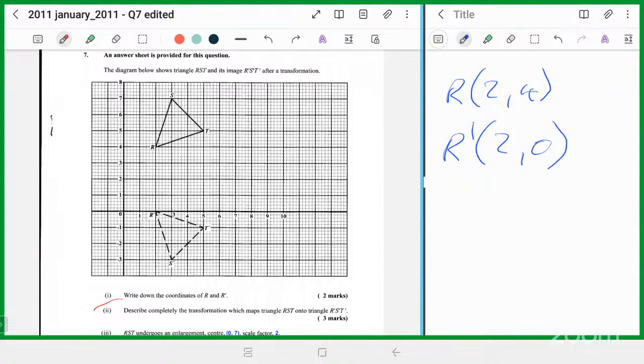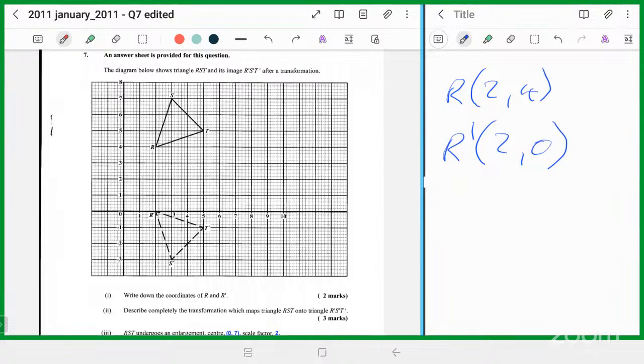Next part says, describe the complete transformation which maps this to that. What transformation maps this to this? You cannot just say reflection. You have to state the mirror line next to reflection. Reflection line y equals 2. Once it's a reflection, you have to state the mirror line.